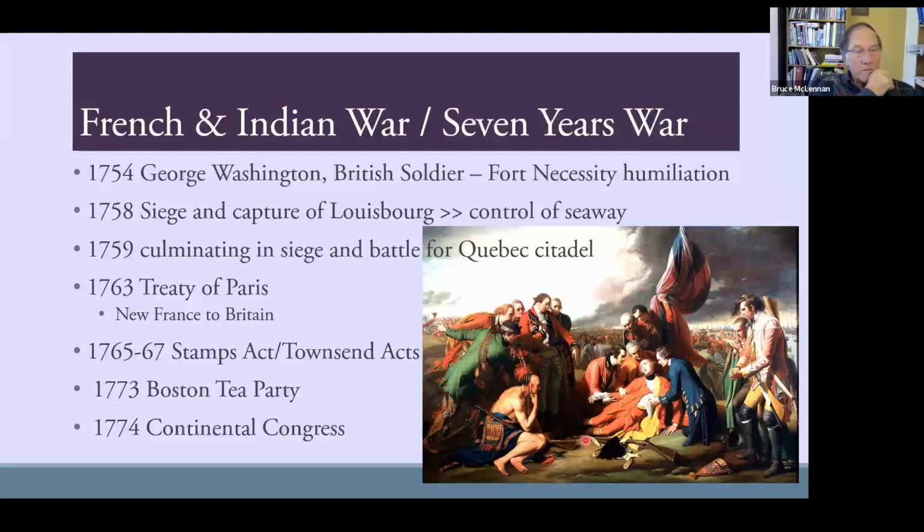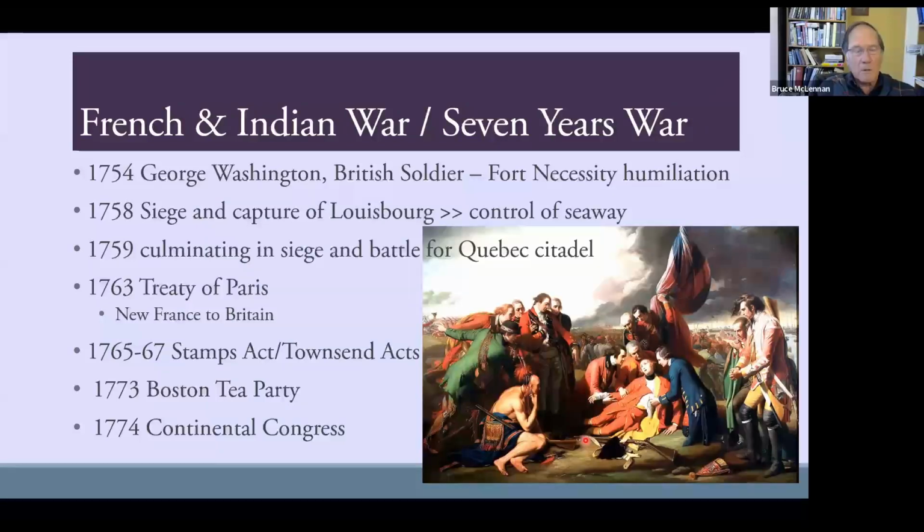Before we had the siege of Louisbourg, we had the British soldier called George Washington, a Virginia boy, being highly embarrassed. He went up to the forks of the Ohio, is that what it's called? Yeah, where Pittsburgh is today.